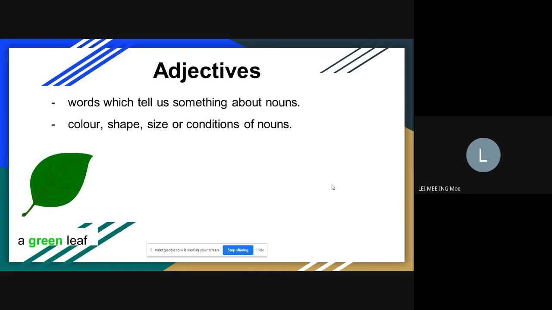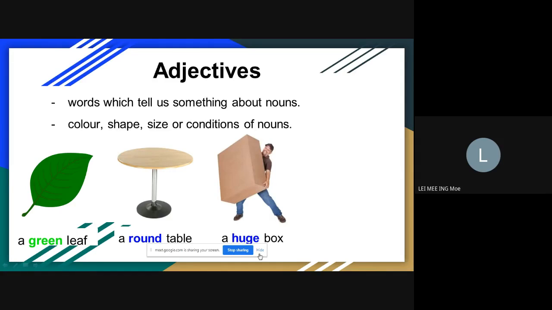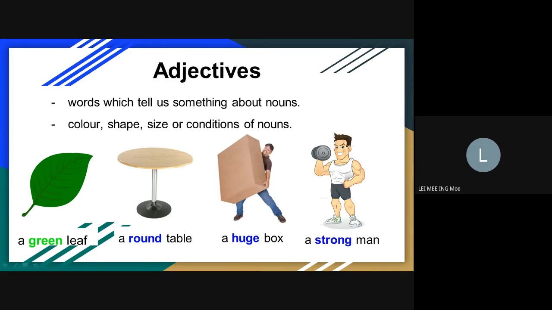For example, here I have a green leaf. Green here describes the color of the leaf, so green is an adjective for color. Next, a round table. Round here describes the shape of the table, so round is an adjective. A huge box. Huge is an adjective for size. And a strong man. We describe the man here by using strong, an adjective for condition.